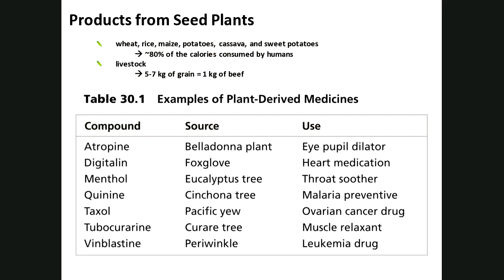Seed plants, as you can imagine, are very important for us. About 80% of the calories that humans consume come from seed plants, things like wheat and rice, maize, corn, potatoes, sweet potatoes, all that sort of stuff. Livestock are important. Seed plants are important for them. They graze on that, even though it's not the most efficient way, by the way. You can see that little equation I got there. 5 to 7 kilograms of grain turns into 1 kilogram of beef. So for every kilogram of cow, that cow will have eaten 5 to 7 kilograms of grain. There's a lot of cows on Earth, folks.